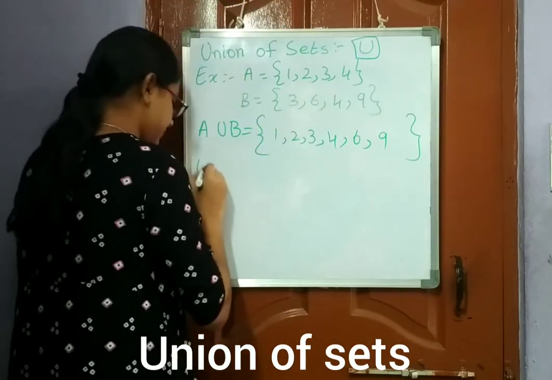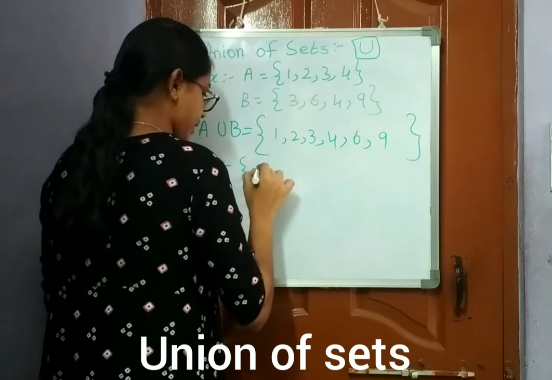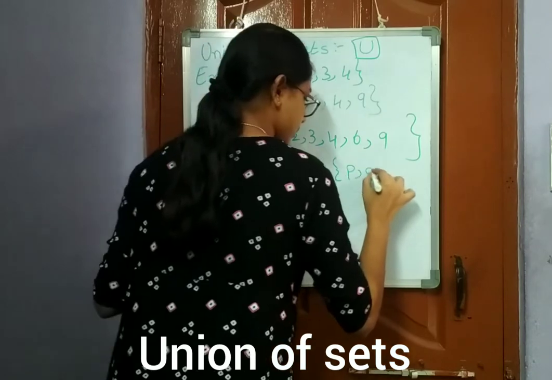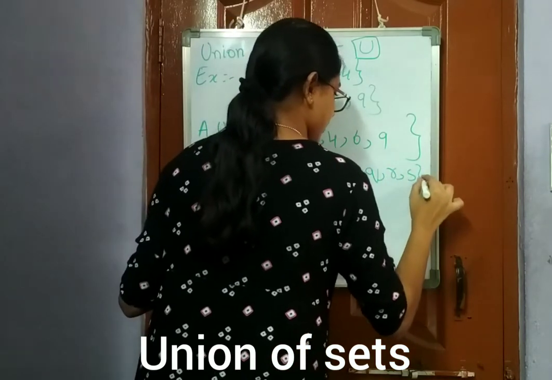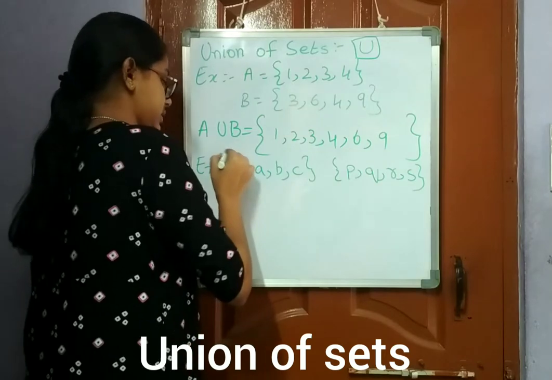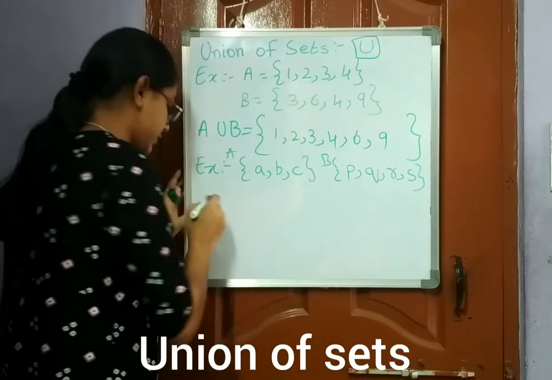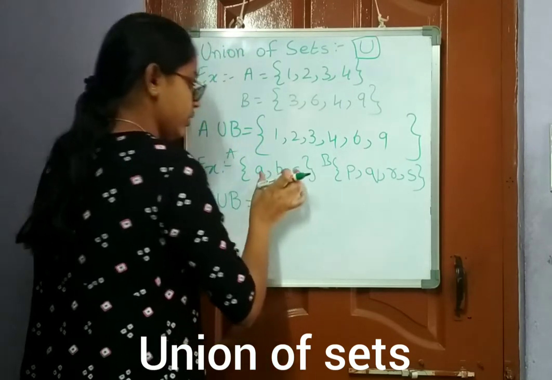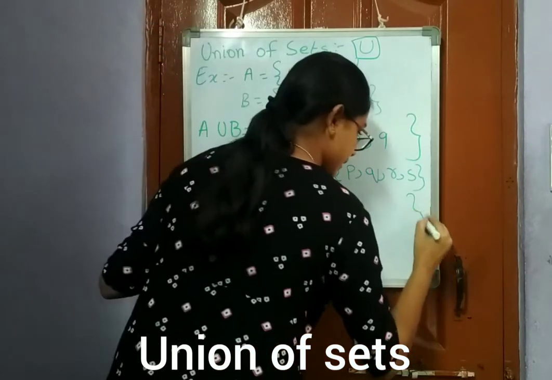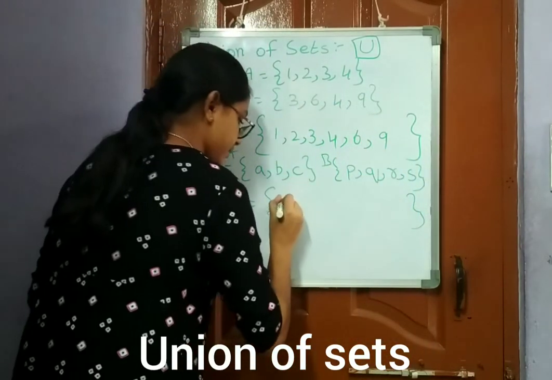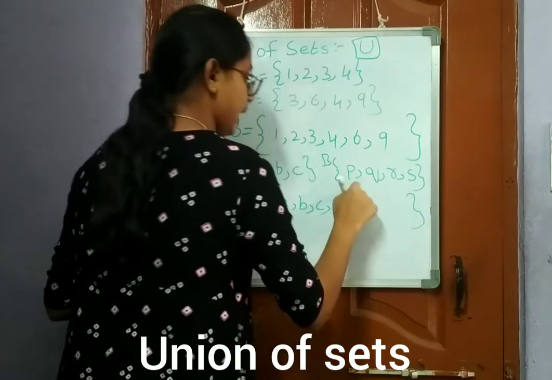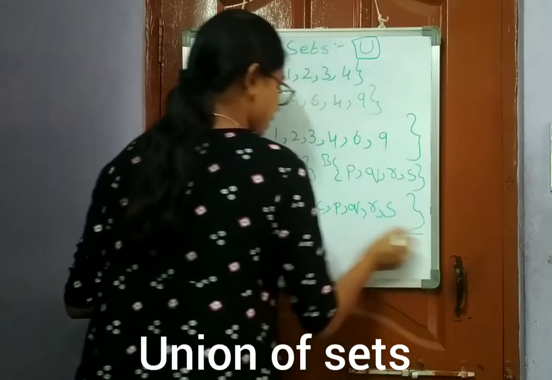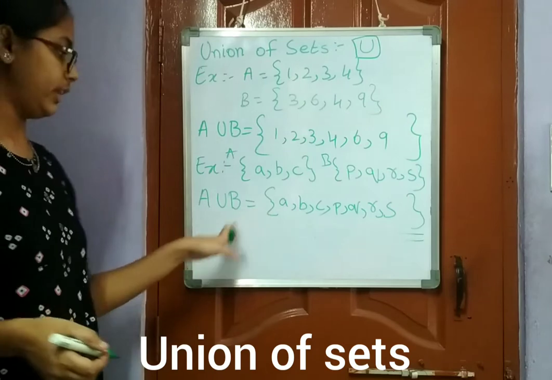Let's see another example. Let's take these as A and B. Uniting these two, that is A union B, we write all these elements in a single set, that is A, B, C and P, Q, R, S in the same set. So this will be the resultant union of A and B.